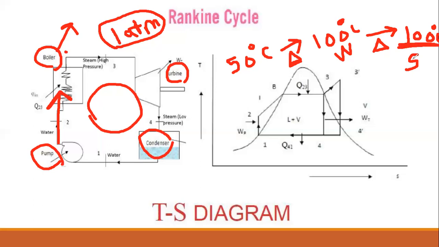First of all, this 100 degrees Celsius water will become steam. After that, if we give more heat, my student, this steam will become, suppose, 500 degrees Celsius steam. At that time it becomes superheated steam.